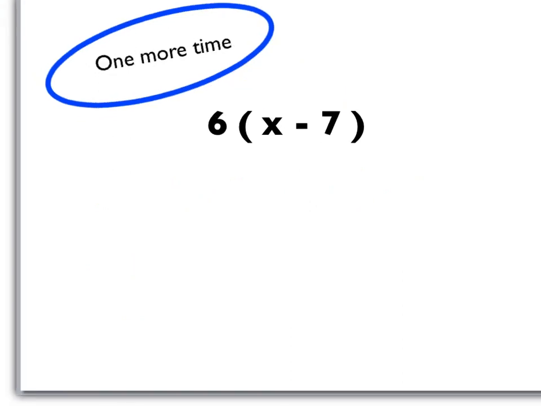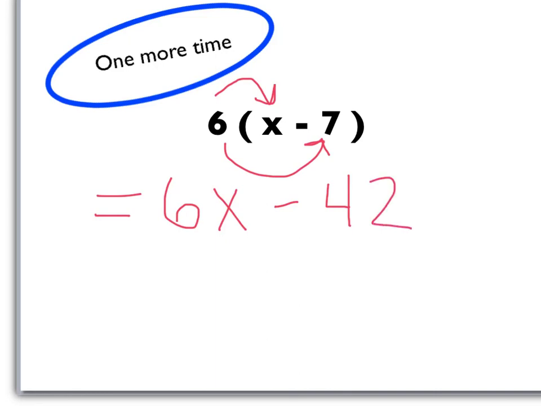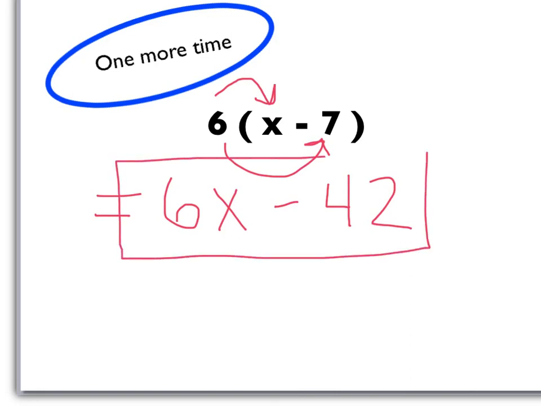Let's try it one last time, but this time we have a minus sign in between. It's the same idea. We'll do 6 times the x, and then we'll do 6 times the 7. So 6 times the x is just 6x. And then we have the minus sign, and then we do 6 times 7. Well, 6 times 7 is 42. Is there anything else I can do? No, you can't do anything else. This is your final answer. And that is how we do the distributive property.